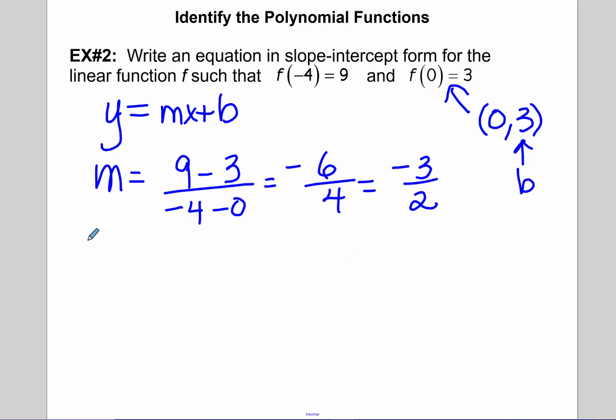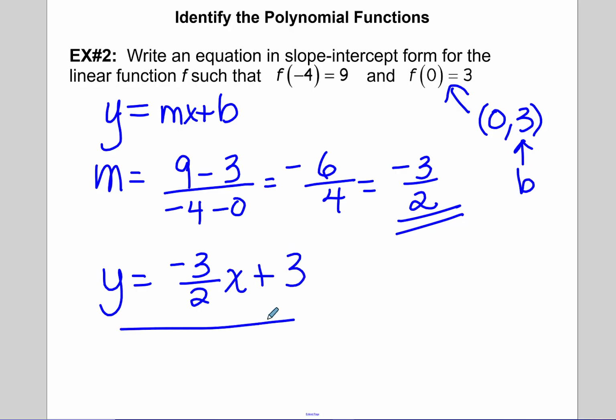So we need a point and we need a slope. Our slope is negative 3/2. And our b value is 3. So this one was a fairly simple one.